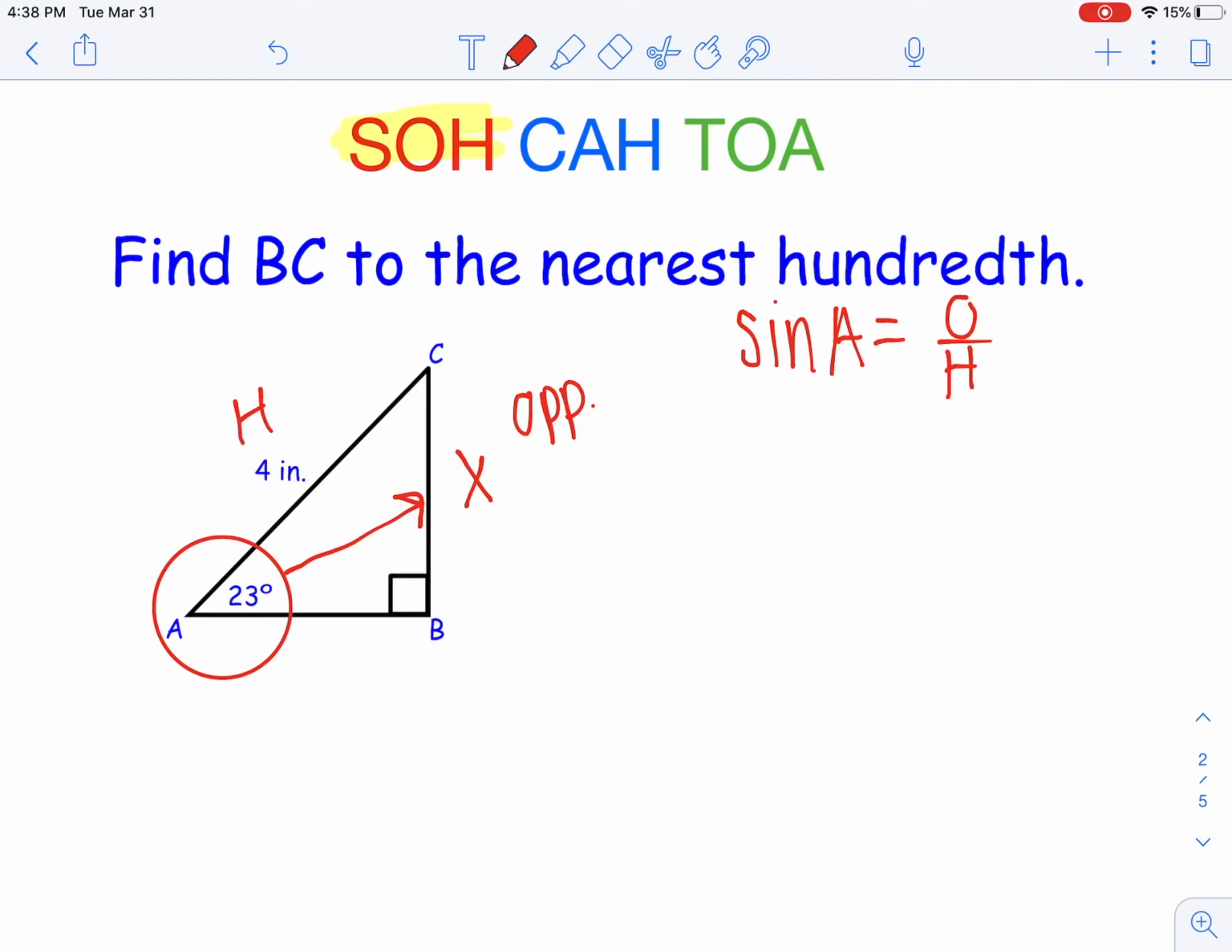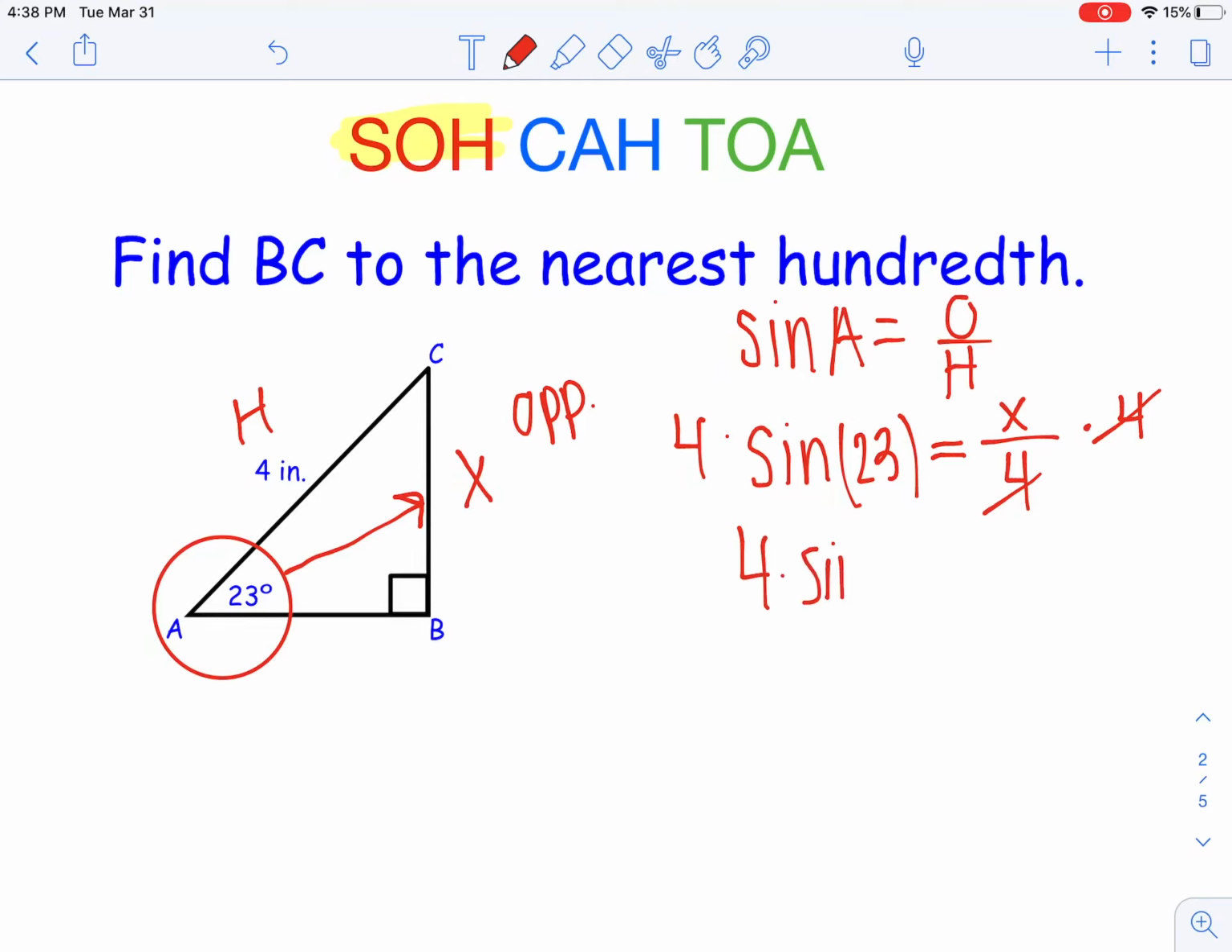Okay, so now I'm going to substitute in what I know. I know that angle A is 23 degrees. We're calling our opposite side x, and our hypotenuse we know is 4 inches. So if we're trying to solve for x, we want to get rid of that 4 on the bottom. I'm going to multiply both sides by 4. Now these 4's will cancel each other out. We have 4 times the sine of 23 equals x.